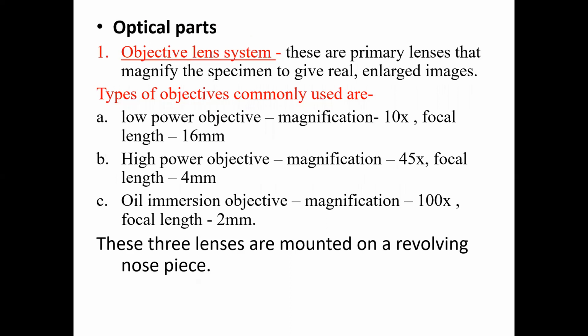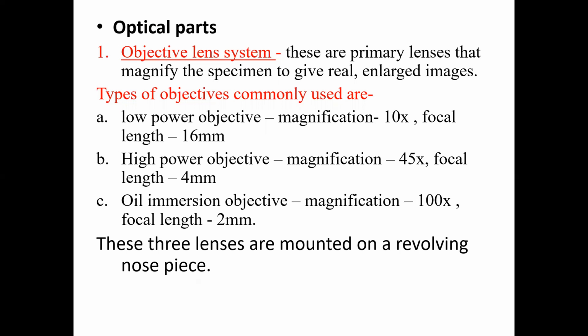So the objective lens system, as I told you earlier, there are three different types of objective lenses which we have to view the specimen. One is a lower power objective lens, which has a magnification up to 10x. And the focal length, that is the distance between the objective lens and the slide or the specimen, is called the focal length.